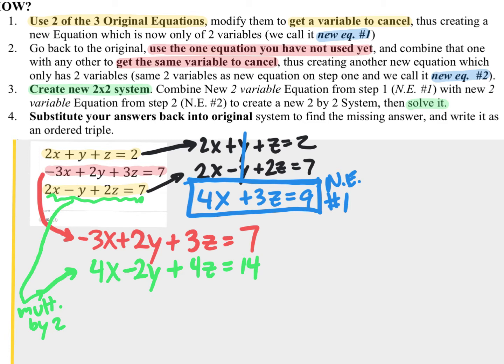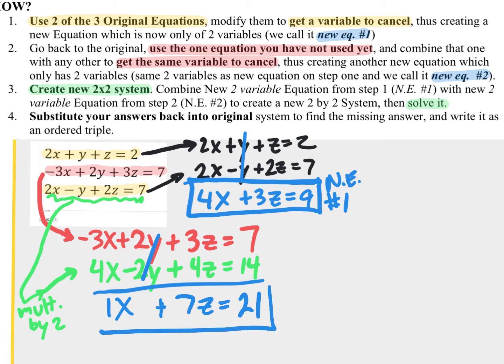Okay. So now we're going to combine those lines. When you look at negative 3 plus 4, that's positive 1x. You don't even need the 1 in front of the x. The y's cancel. And that's great because we needed the same variable to cancel. We canceled out y's on the first one, canceled out y's on the second one. And finally, 3 plus 4 is 7, positive 7z, equals 7 plus 14 is 21. So this right here is my new equation number 2. New equation number 2. And that was step 2.